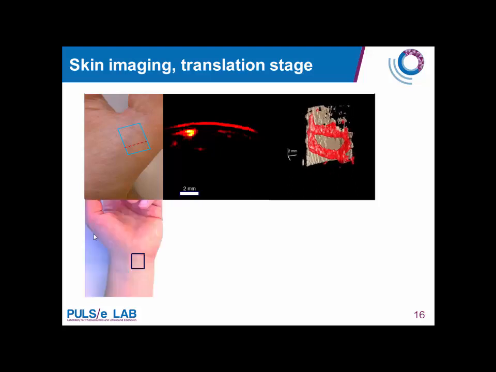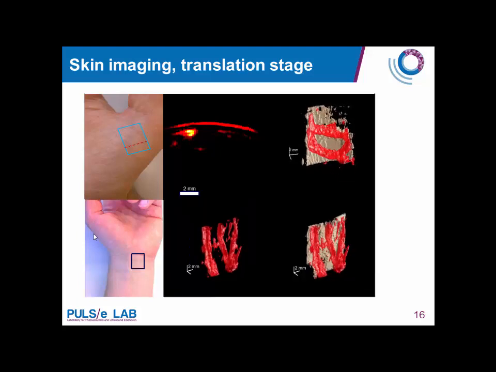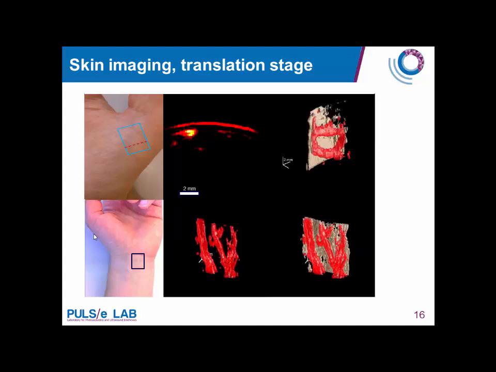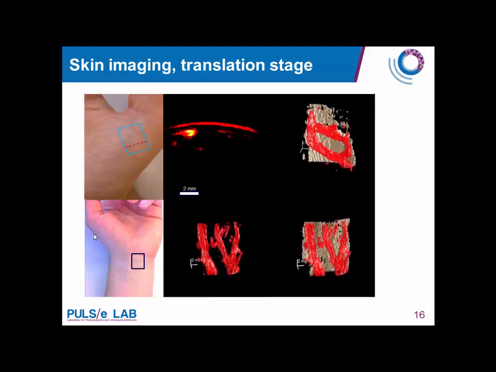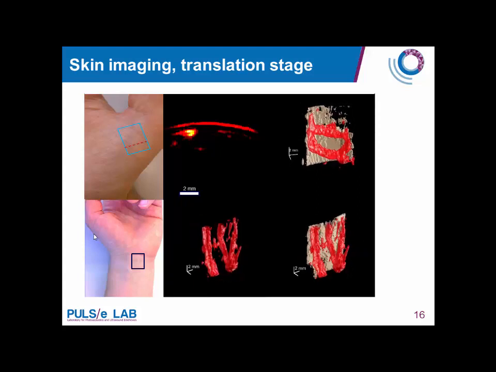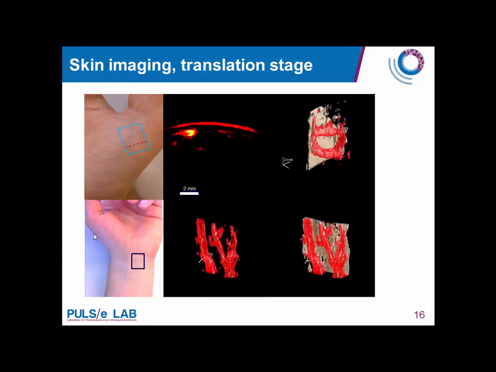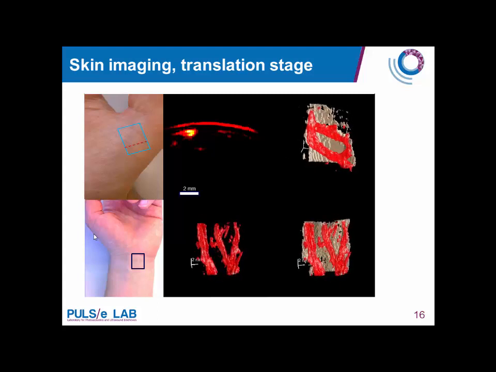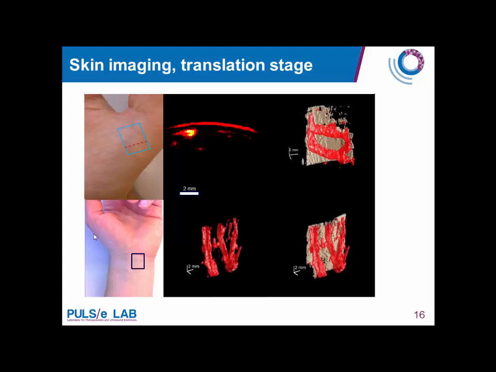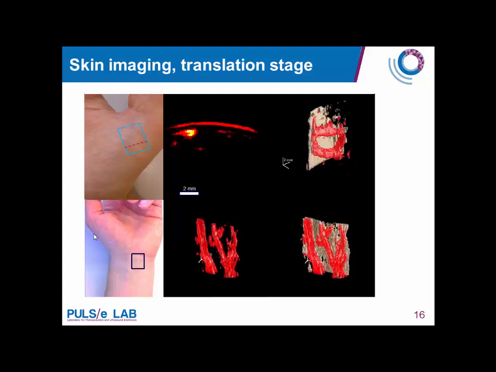Another measurement is taken on the wrist. Again, an area of about 2 square centimeters. And you end up with this kind of vasculature with and without skin. So with this setup, we can perform a controlled scanning of the skin, visualize the skin, the epidermis, and underlying vessels.